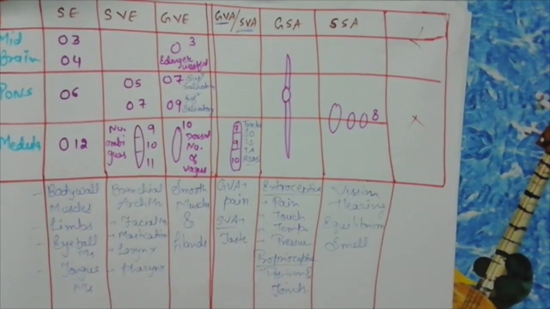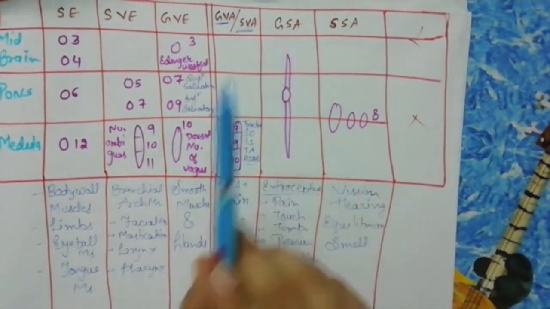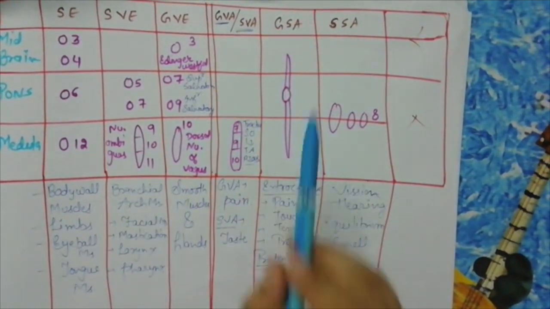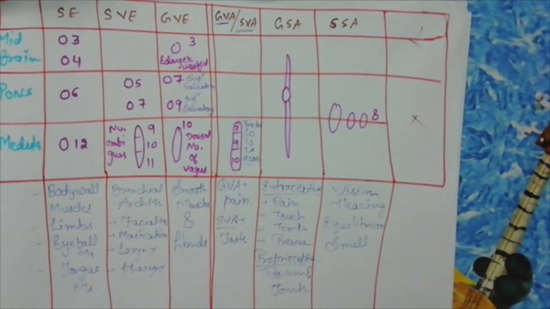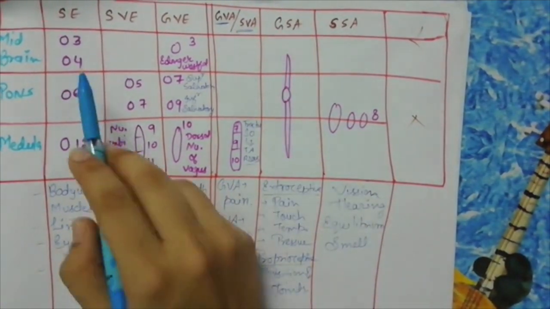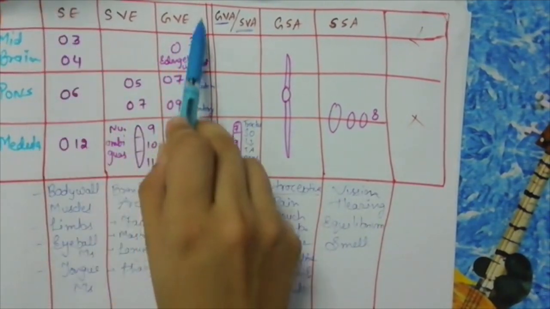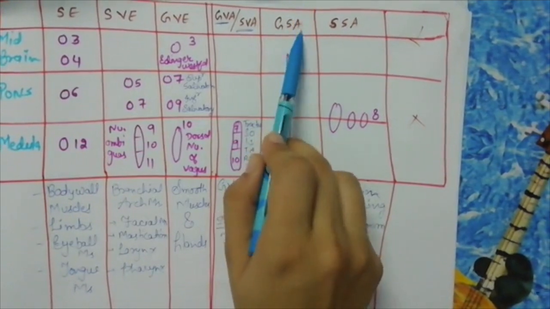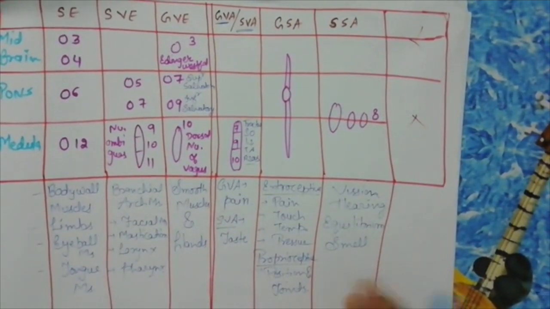But there is not only one functional component, the GSA functional component is present in all cranial nerves. So you have to add this column in all cranial nerves. Fine. So again, the third cranial nerve will have the somatic efferent, general visceral efferent, and this column also. Okay, so now you can write.